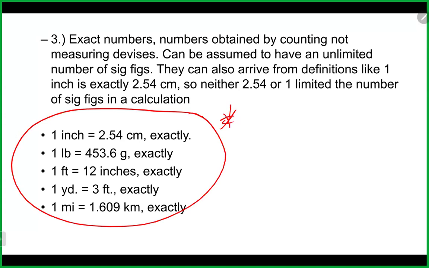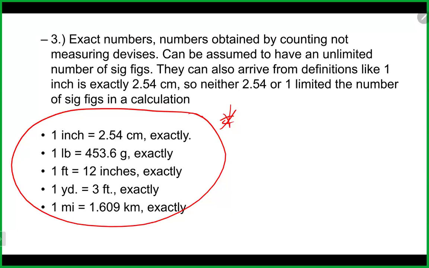The deal with exact numbers is that they can have an unlimited number of significant figures. We really don't worry about them when we are doing calculations because they can have as many significant figures as you want.